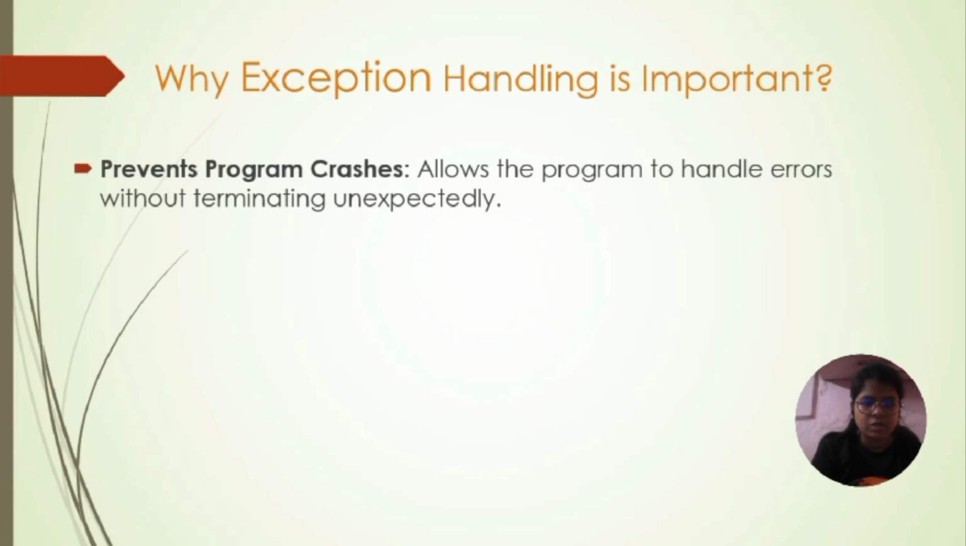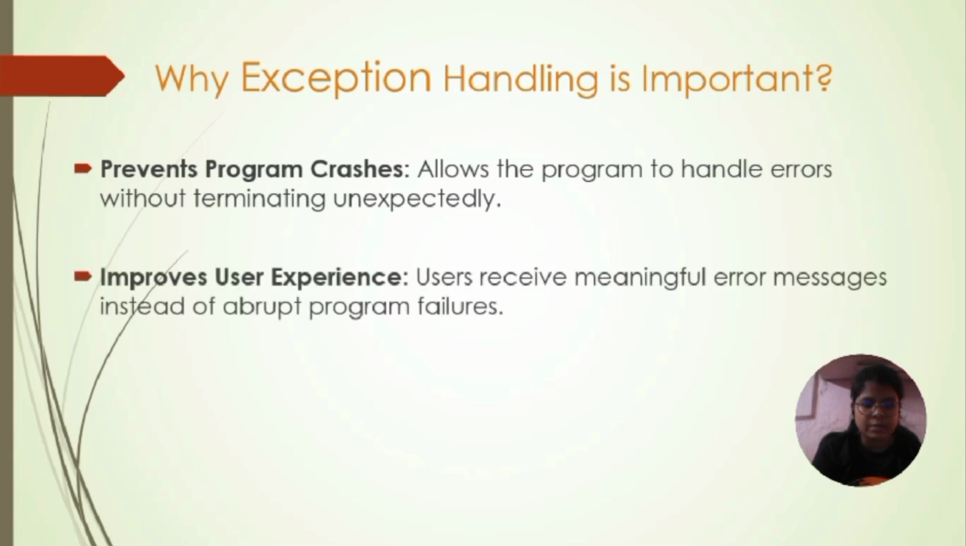Prevent program crashes. When an unexpected error occurs in a program, there is a chance that the program stops terminating and a crash happens, which exception handling can avoid by handling such errors and exceptions. Improve user experience. When such an error occurs, the user gets a message of what type of exception occurred, so the user can handle it accordingly.